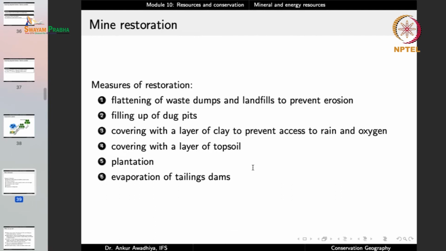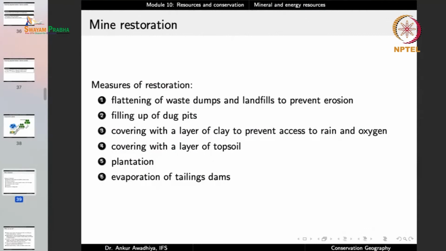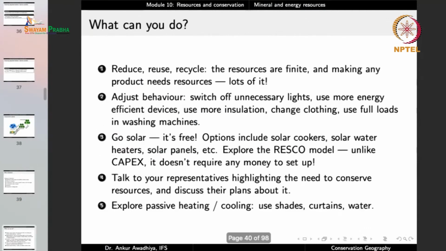And at the same time, we have to perform evaporation of the tailings dams, where the water that was going to leach out, that is collected, and that water being rich in the heavy metals, that should be evaporated to concentrate those heavy metals, and then those heavy metals should be taken to some other areas and disposed properly. So these are the several activities that have to be done for mine restoration. Now in this case, what are the action points?